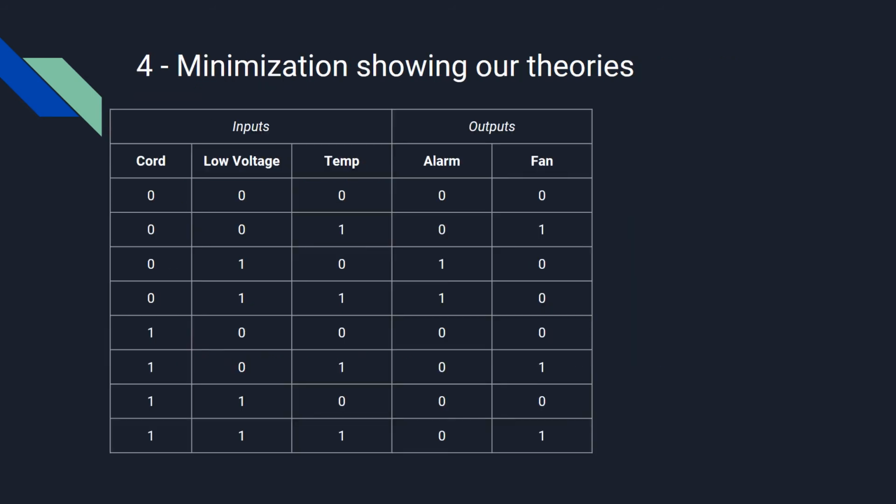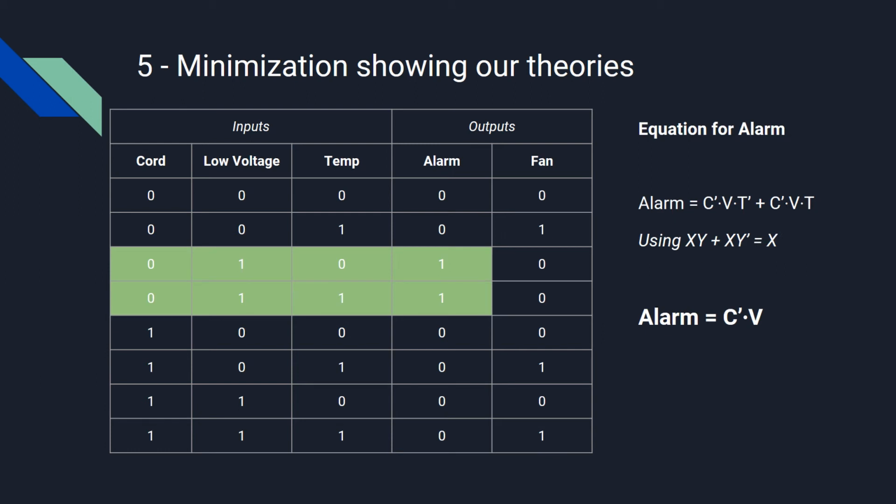In order to simplify our equation, the first step is to create a Boolean expression from our truth table. We are using the sum of products format for this. First, the equation for the alarm. Looking at our truth table, we see that our alarm output is high when we do not have a cord input, when we have a low voltage input and no temperature input, or when we have no cord input, a high low voltage input, and a high temperature input.